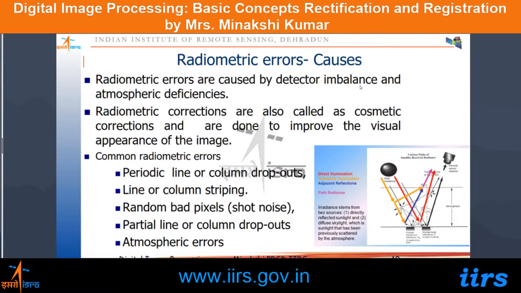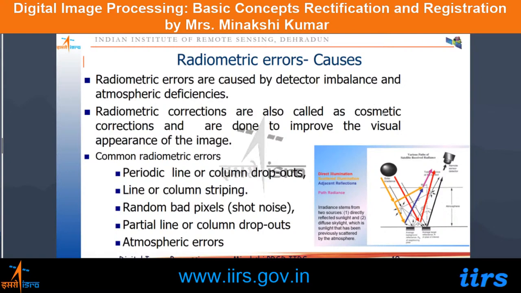That means the detector may have caused some imbalance. So one reason is the detector goes faulty. Second is the atmosphere in between. The energy is coming to the earth from the sun, and it is being reflected and recorded by the sensor, and there is atmosphere in between. So the atmosphere is encountered twice. Once the energy is coming from the sun to the earth and second from the earth to the sensor. So in both ways, there can be some atmospheric deterioration, some atmospheric error may have been introduced.